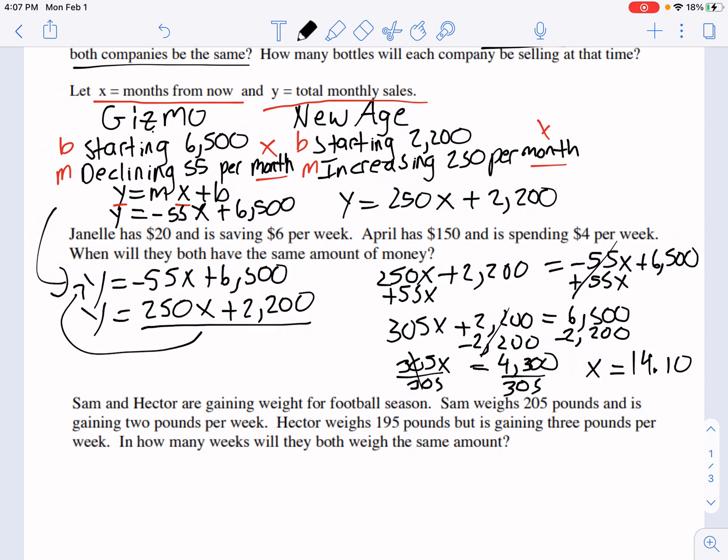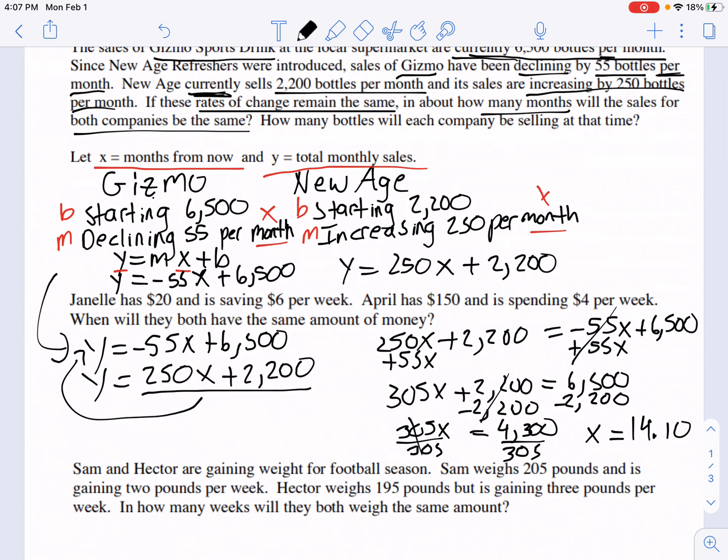Okay, so x, remember, represents the number of months. So what we're saying is both of these companies are going to sell the same number of bottles in about 14 months. Okay, so 14.10 months if we're rounding it out. So in about 14 months, we're going to sell about the same number of bottles. Now, what we want to determine is not only when they'll sell about the same number of bottles, but how many bottles will each company be selling at that time.